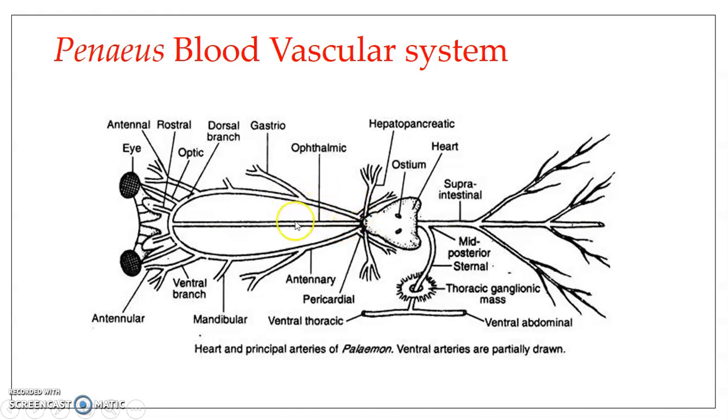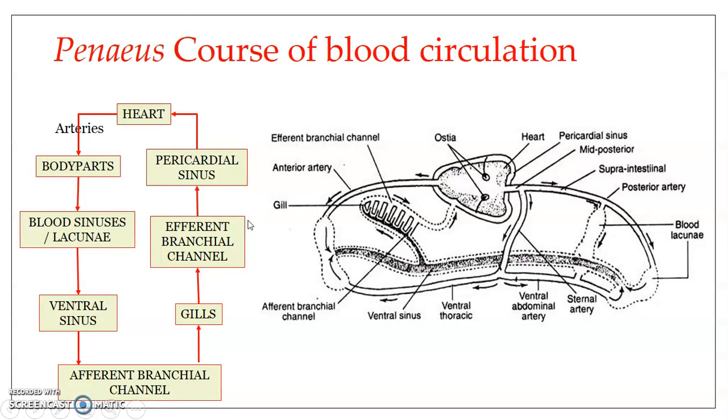thin wall muscular arteries, and these end up in various spaces. Okay, we can see here. This shows the course of blood circulation. So you can see the heart, the triangular heart, which is surrounded by the pericardial sinus. So this is the pericardial sinus. Okay, ostia communicates with the hemolymph in the pericardial sinus.